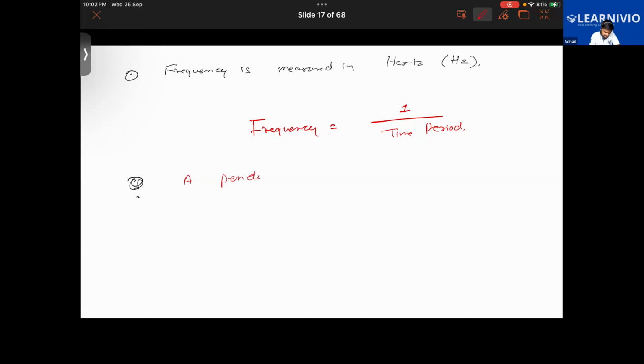A pendulum does 25 oscillations in 12 seconds. Find the frequency.